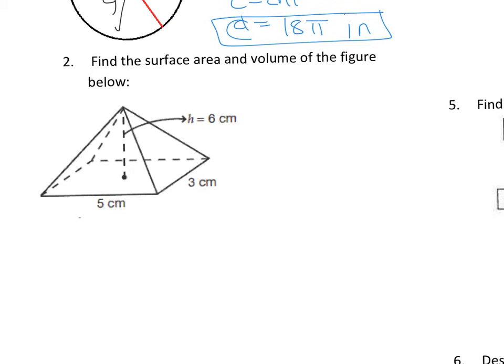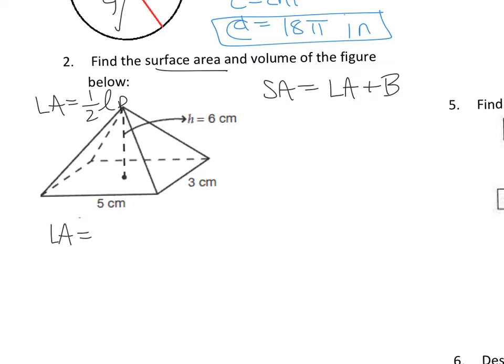Number 2, find the surface area and volume. So I'm going to do surface area first. So surface area equals LA plus B. So the big B is the area of the base. So lateral area is 1/2 LP for a pyramid. So lateral area is 1/2 times L. So L I'm actually going to draw in. This is L, the red part. This has to be 2.5.